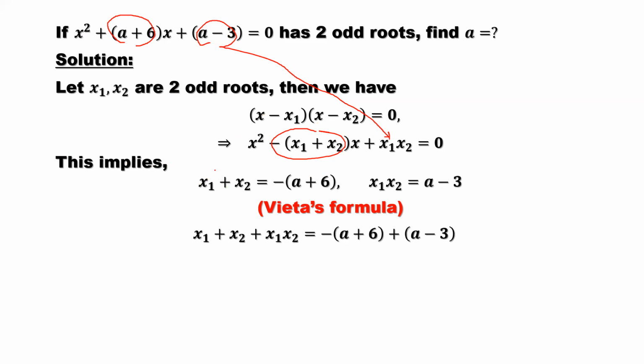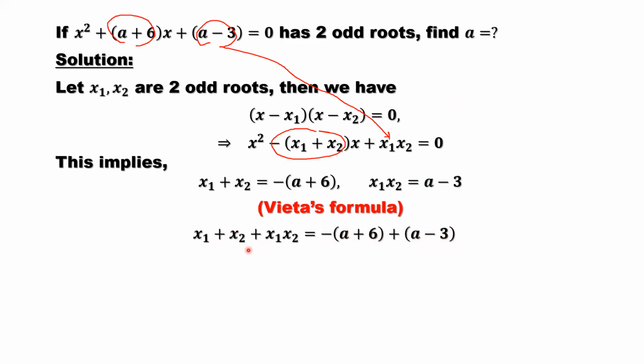We have two results. Add the left-hand side together and the right-hand side together. Left-hand side, that's x1 plus x2 plus x1 times x2. Right-hand side, that's negative a plus 6 plus a minus 3. Simplify, you can see on the right-hand side, a and negative a cancel. Here is 6 minus 3, that should be negative 9.